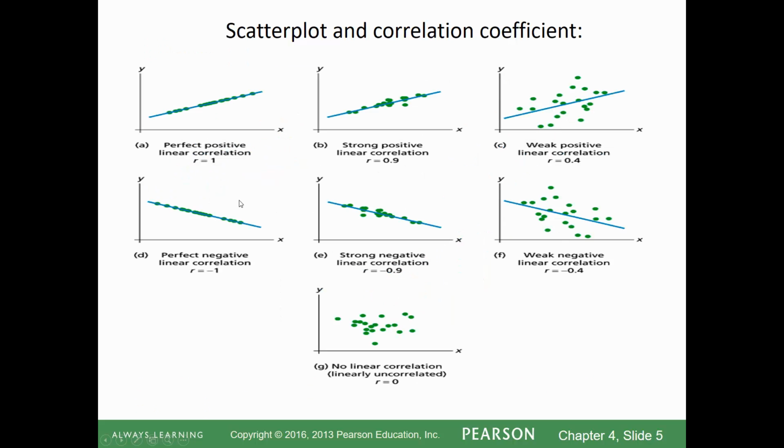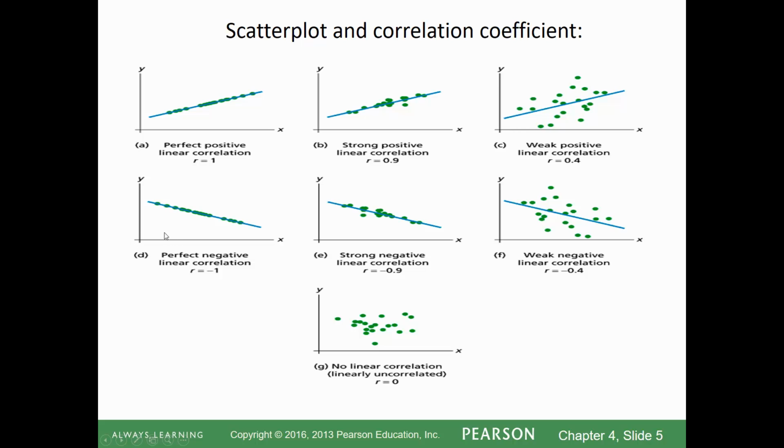Here's another example of some other R values that you can look at. Here the R value is equal to 1. That's a perfect positive linear correlation. Here we have a strong positive linear correlation, 0.9, and then where we get to be about 0.4, we consider this weak. This is a weak positive correlation.